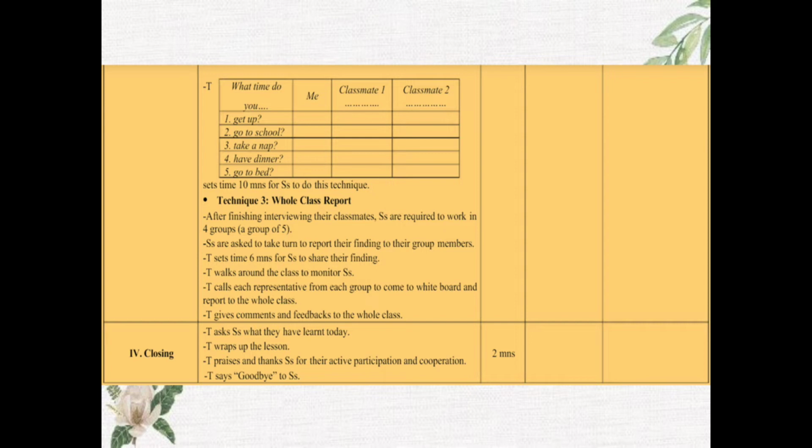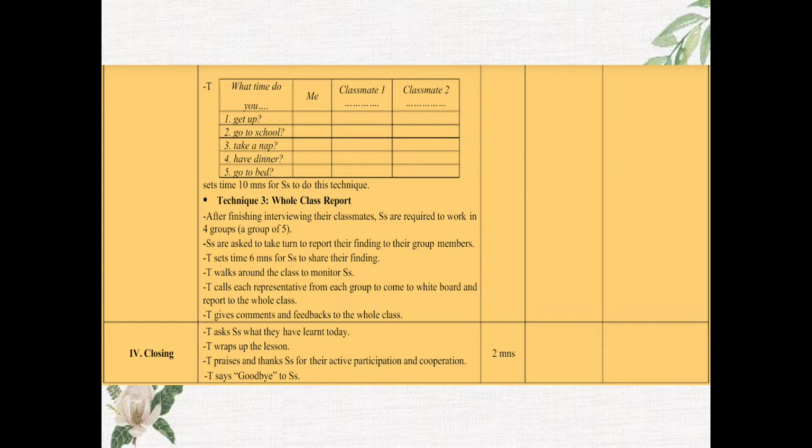Another example for the activities that the teacher wants in that class is a warm up. The activities are like: what time do you get up, do you go to school, take a nap, have dinner, go to bed. In this activity, the teacher will give her ideas first, about her time frame. The next one is the students. That is the activity also, and another activity that the teacher wants.